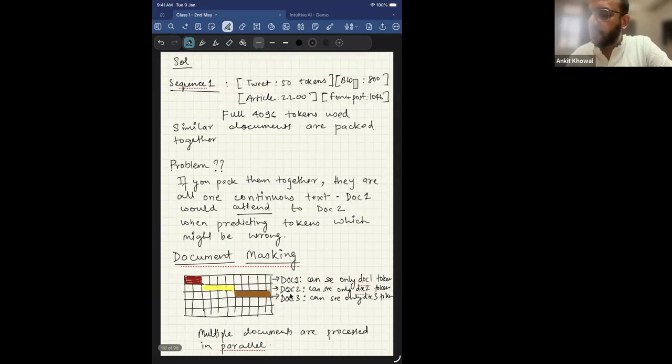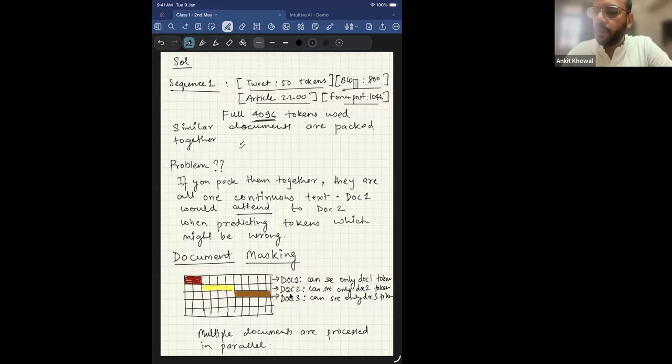What does sequence packing mean? If we have different kinds of data, we try to club them together, like a tweet of 50 tokens, a blog of 800 tokens, an article of 2200 tokens, and a forum post of 1046. I club them all together so that the full capacity is utilized, 4096 tokens used, right? Similar documents are packed together.